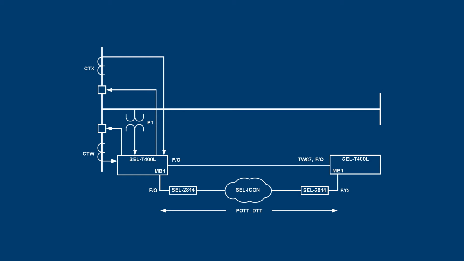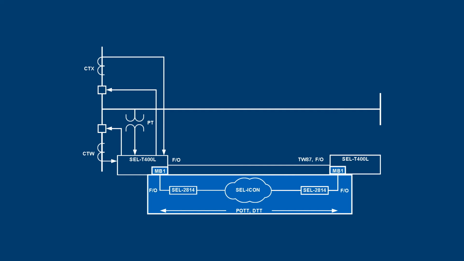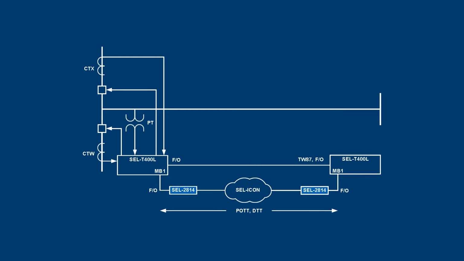The relay we are setting is located at the left terminal, which is connected in a breaker-and-a-half bus configuration. We connect the current inputs to the two CTs and the voltage input to the line PT. We have a remote SEL-T400L at the other terminal. We use POTT and DTT schemes over MIRRORED BITS via the SEL ICON multiplexer. We use the SEL-2814s to connect to the ICON. We also use a direct fiber optic channel between the two relays for differential protection and multi-ended traveling wave fault locating.